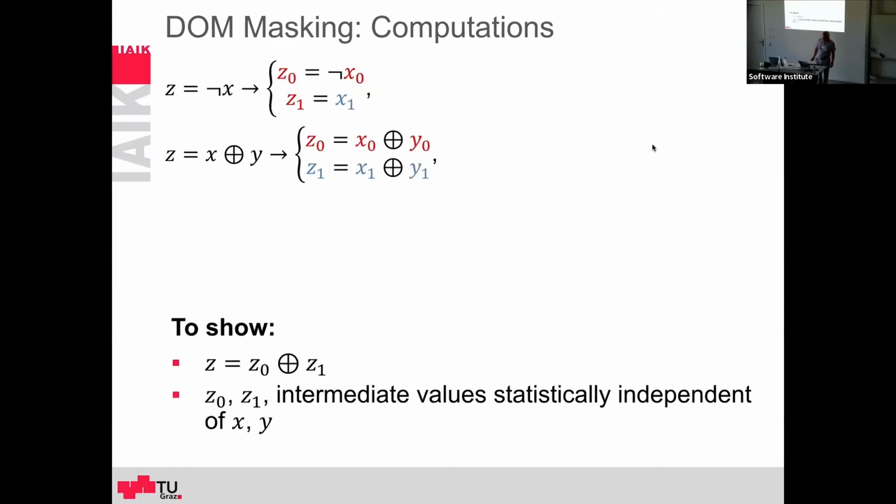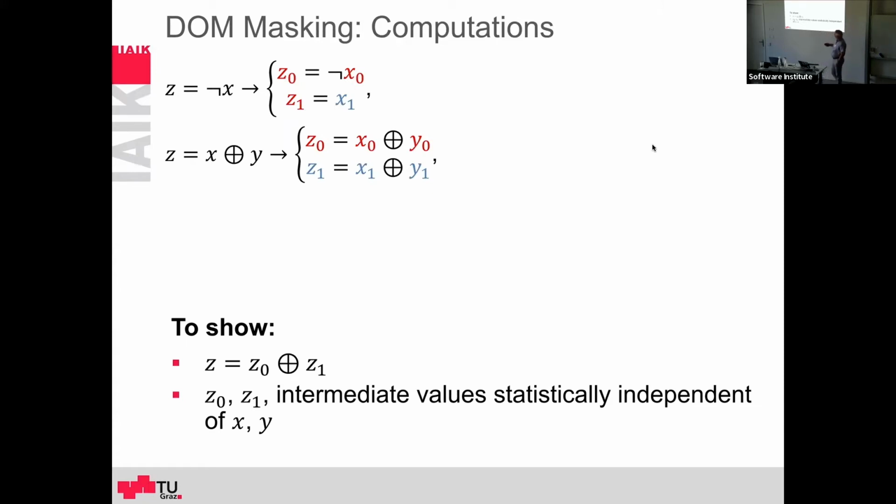I need to be able to do an XOR as well. If you want to compute an XOR in a masked domain, you look at each of the two domains separately. XOR X0 and Y0, which gives you the first half of your result. If you do the same with X1 and Y1, the second half. Want to prove this? A matter of commutativity of the XOR, or you just draw a truth table. See if it's true.